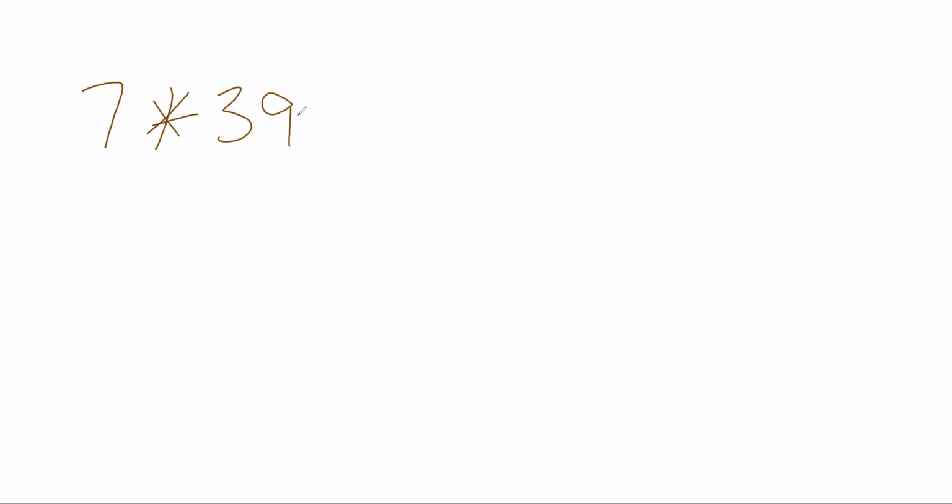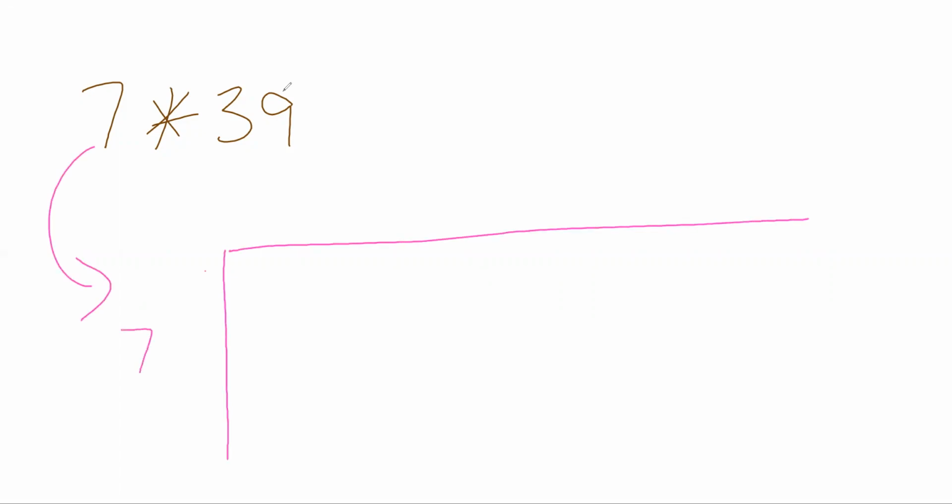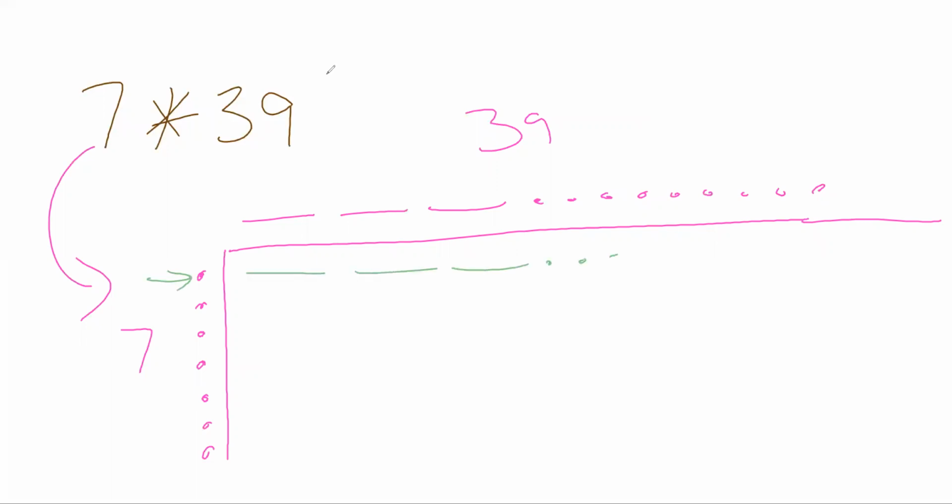Okay, so first let's go back. Let's rewind to what we were doing. We were making this array, and I was noting in my array right here I had 7 ones. So 1, 2, 3, 4, 5, 6, 7. And then up here we have 39. So it's 10, 20, 30, 1, 2, 3, 4, 5, 6, 7, 8, 9. And then we were drawing all this out, right? This is one row of 39. So I had to go through and draw that.